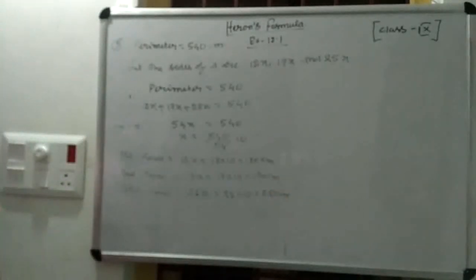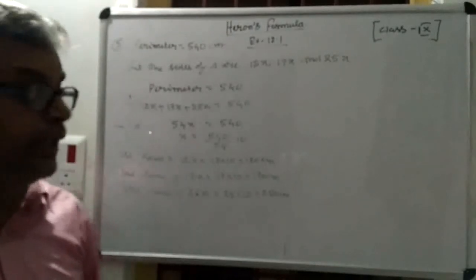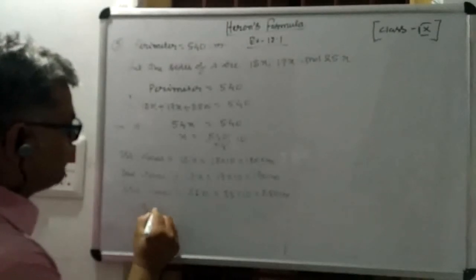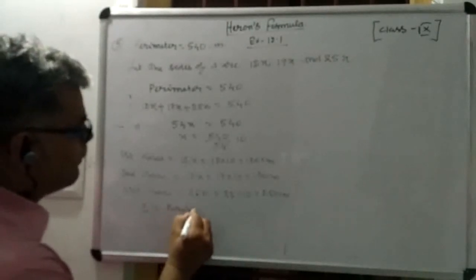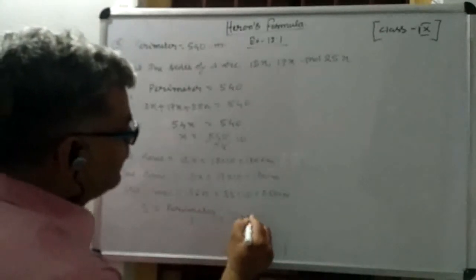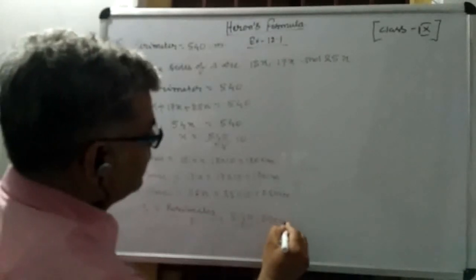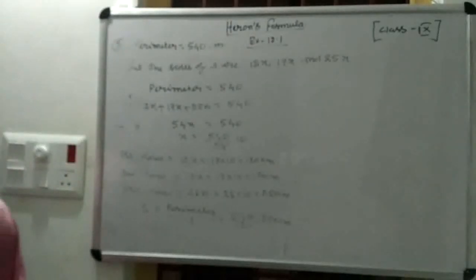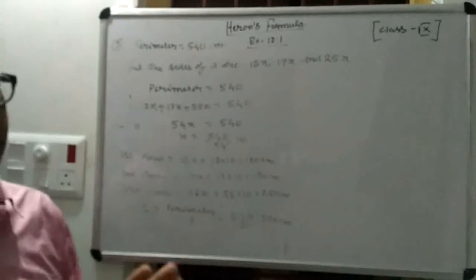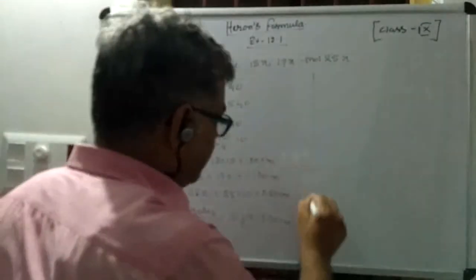In this way, children, now we got all three sides of the triangle. Now we need to calculate its semi-perimeter. As you know, semi-perimeter equals perimeter by 2, and we have perimeter as 540, so it is divided by 2. Now you will have 270 centimeter as the semi-perimeter. Now everything is known. We have to just apply Heron's formula in calculating the area.